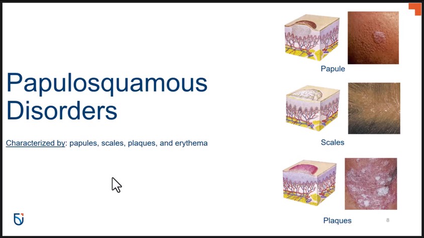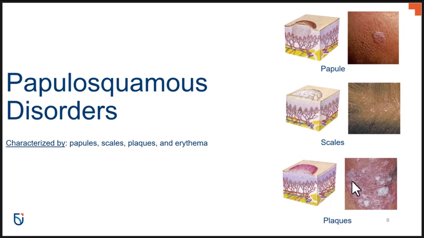Our next topic is papulosquamous disorders, which are characterized by the presence of papules, hence the name, scales, plaques, and erythema. Erythema, remember, is redness. Papules and scales I've mentioned a little bit. Papules are these elevated, firm, circumscribed areas that I mentioned are less than 1 centimeter in diameter. Scales are really just keratinized cells, flaky skin that take on this irregular shape and vary in terms of their size. So think of skin flaking, very scaly appearance.